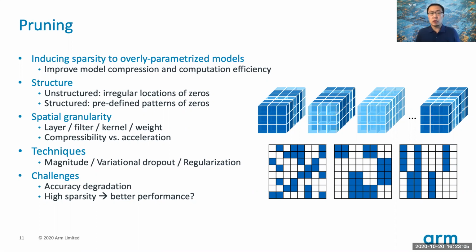The typical techniques involved in pruning include magnitude-based, variational dropout, and regularization. And of course, we've talked a lot about redundancy and over-parameterization in the models, but if we're not doing pruning carefully, then we can immediately see significant accuracy degradation. So one of the challenges is always about preserving the accuracy. And then the second challenge is, we can prune the model to be very sparse, but how do we make sure the sparsity translates to better performance?